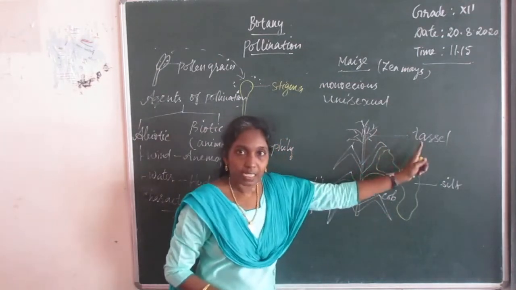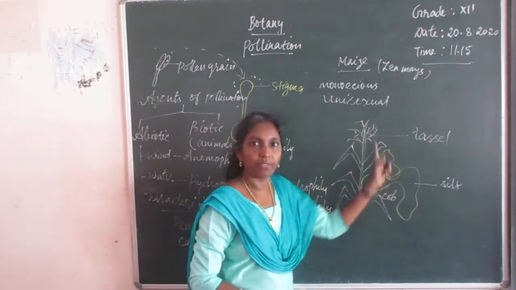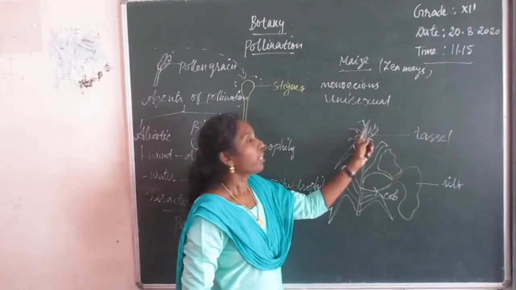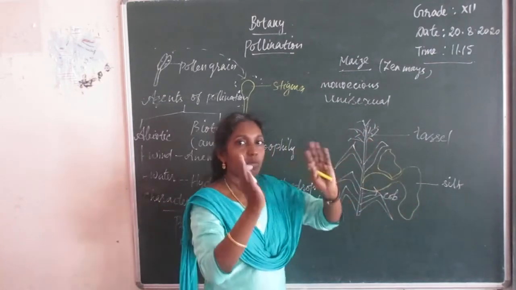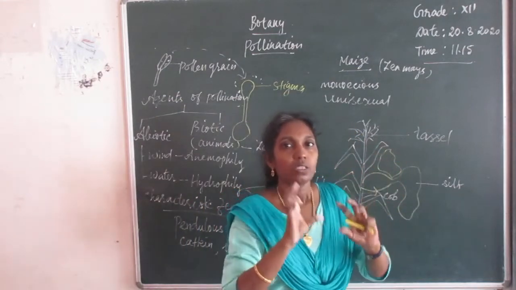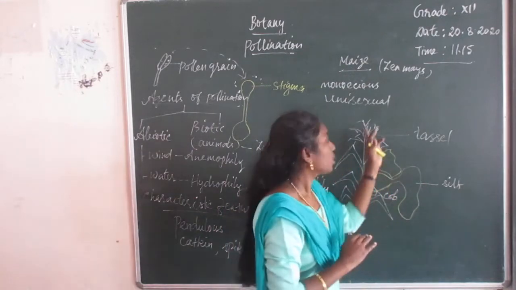This is the tassel. Monoecious plant consists of male and female flowers in the same inflorescence axis. The mechanism is when the wind blows, this maize flower is not lightweight. The pollen grains are heavy, so a light breeze cannot carry these pollen grains.